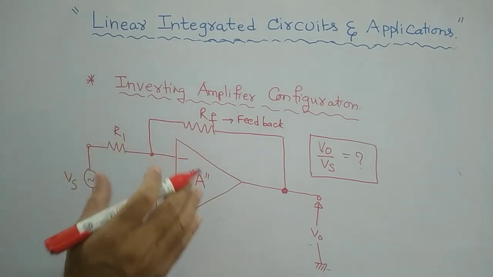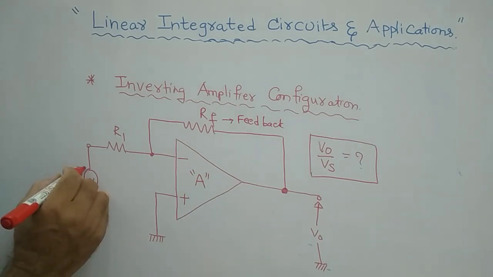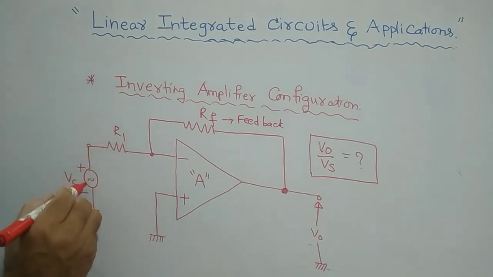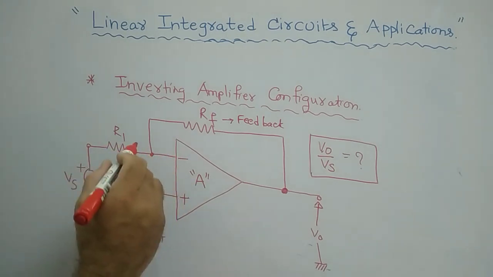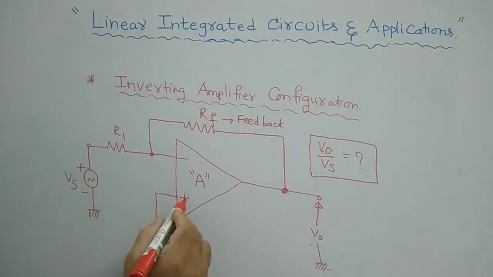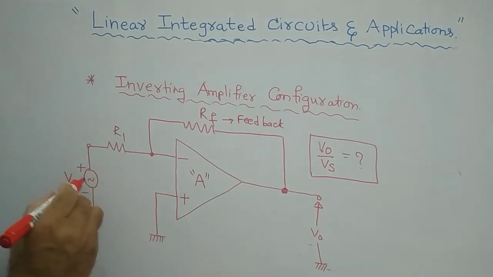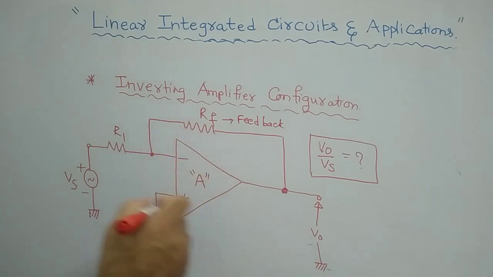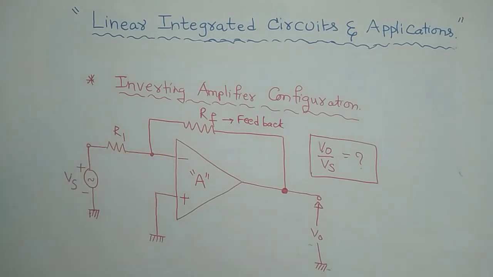Now, in the inverting amplifier configuration, Vs, the source voltage, is my input. This particular input I am applying at the minus terminal, and in this configuration the plus sign, the non-inverting terminal, should be grounded. Whereas the input is applied to the minus sign, it is called an inverting amplifier. Always remember that in an inverting amplifier, the input is applied to the minus sign.